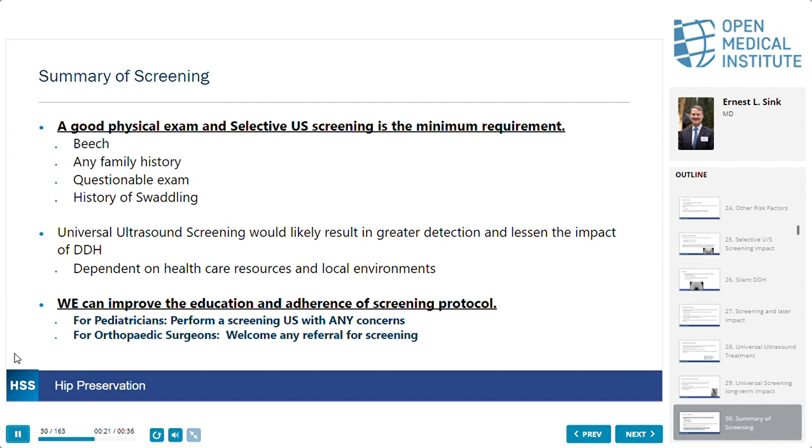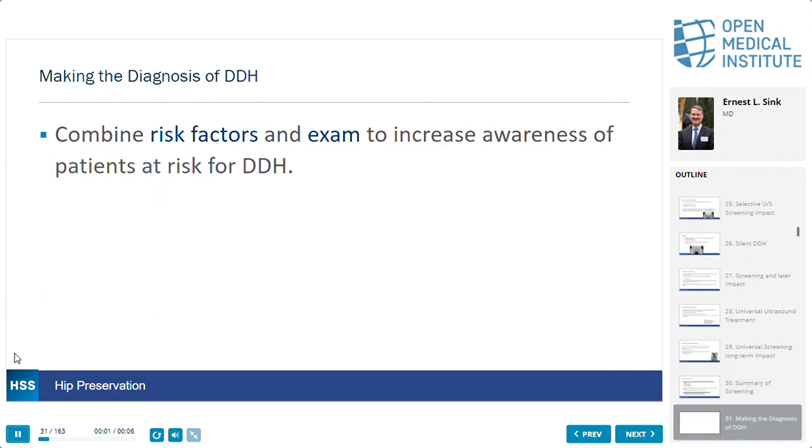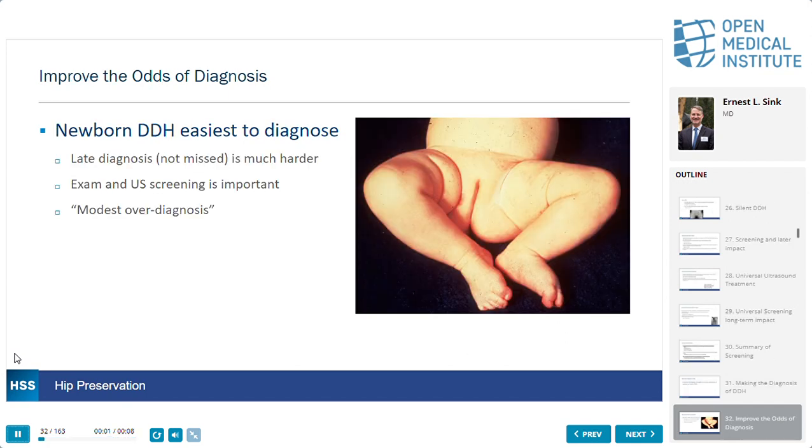So that's the other thing that was lost during COVID, the education and the importance of that part of the baby exam, because it requires an in-person exam in a very quiet setting, which doesn't happen very often. So how do we make the diagnosis of young DDH? We want to combine risk factors and exam to increase the awareness. So newborn DDH is easiest to diagnose. A late diagnosis, not missed, always call it late, is much harder, okay?